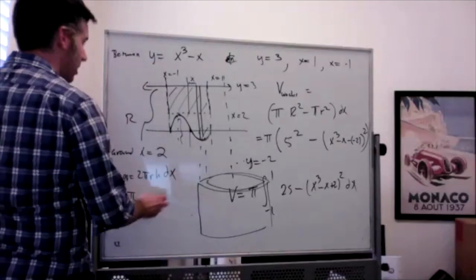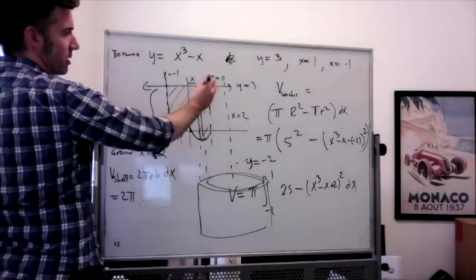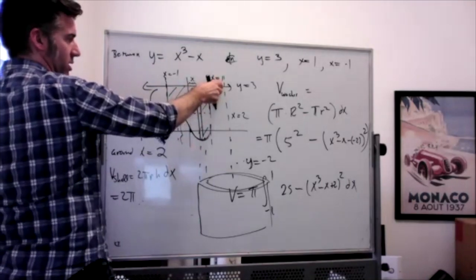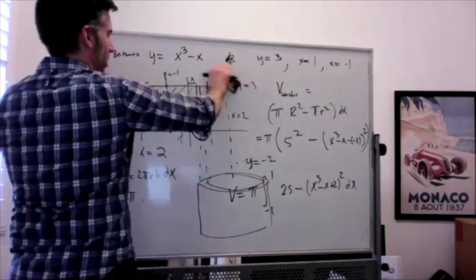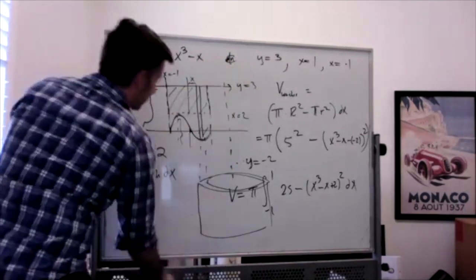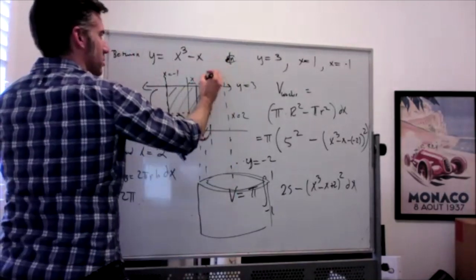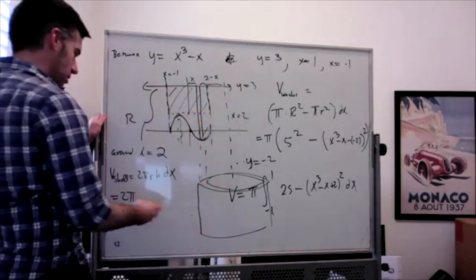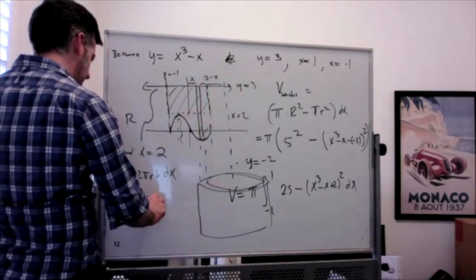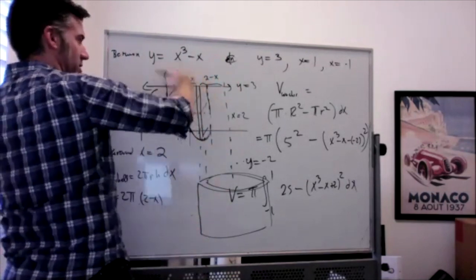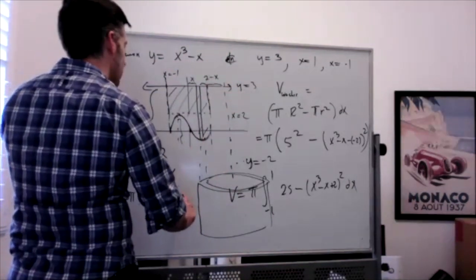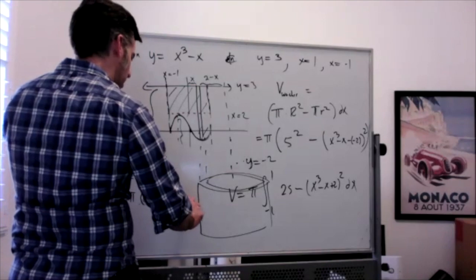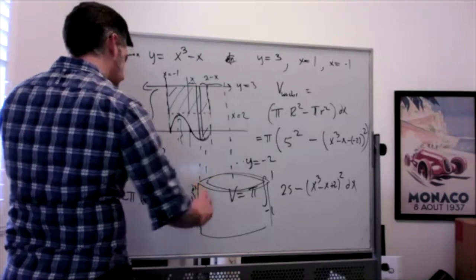that's going to be 2 pi. The radius isn't x, but the difference between x and my axis of rotation, which is 2. Sorry, I know this x equals 1 is kind of in the way here. This distance here is 2 minus x. So it's 2 pi times my radius, 2 minus x, times my height, which is the top minus the bottom, x cubed minus x, times the dx.